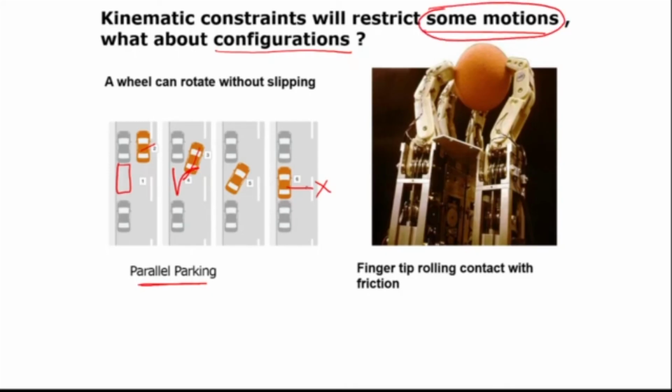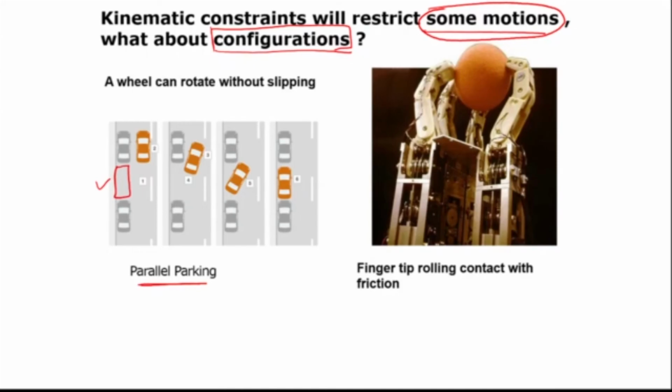Yes, for example, the car cannot go sideways. Okay, so it is restricting some of the motions of the car. But what about configurations? Now the question is interesting because although the car cannot go sideways, can it go and park like this? Is this configuration possible? And that is what comes under the study of what we call controllability.